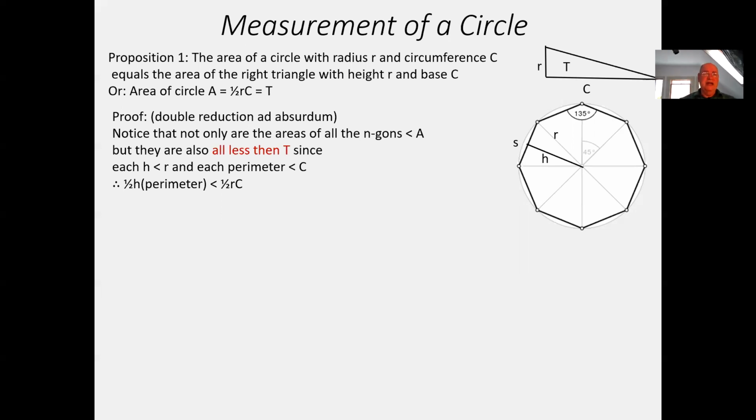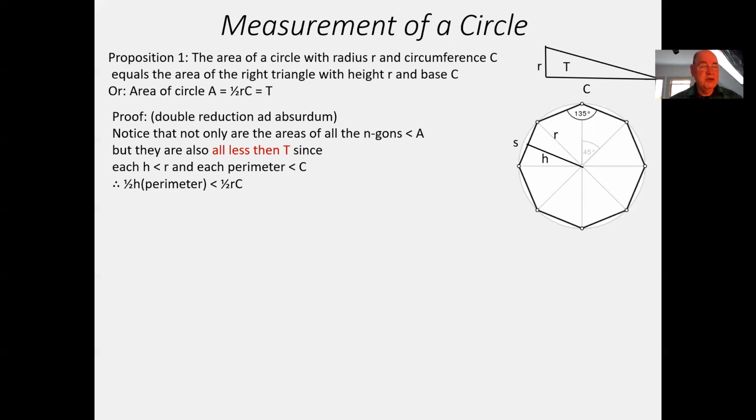It's impossible for that to be the case. Therefore, there's only one case left. When you do the double reductio ad absurdum, when you show both things, both the greater case and the lesser case are impossible, as Sherlock Holmes would say, then the only thing that you can conclude is that what's left is what is true, that in fact the area of the triangle is equal to the area of the circle.